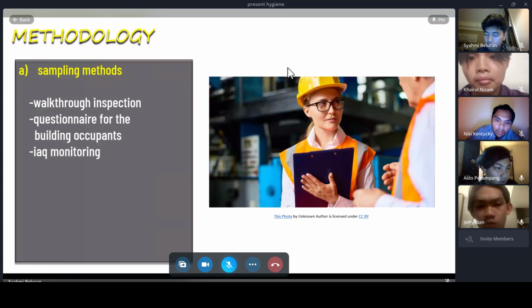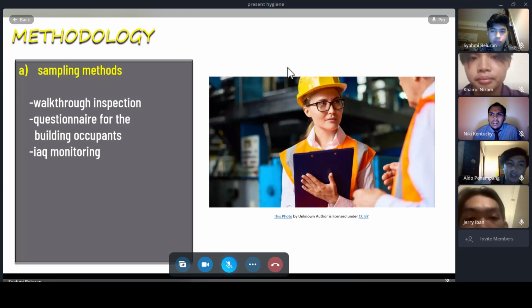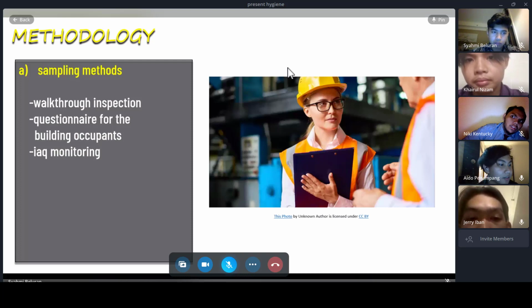Lastly, IAQ monitoring. Monitoring indoor air quality, IAQ, is the regular or continuous measurement and evaluation of a variety of factors that affect the air quality inside a building. The procedure aids in locating potential pollution sources, monitoring changes over time, and implementing preventive actions to guarantee a better interior environment.